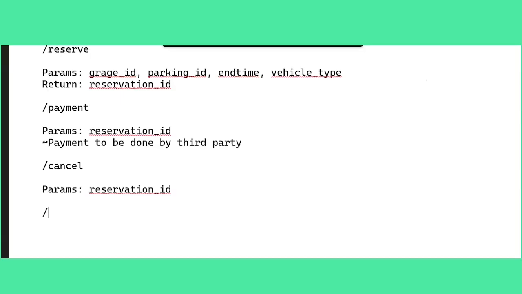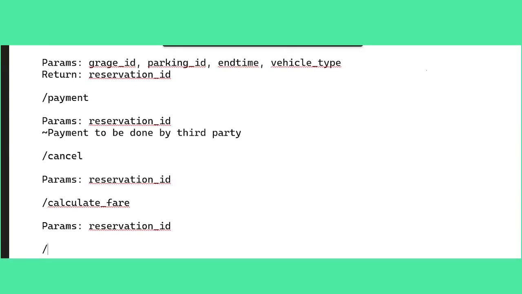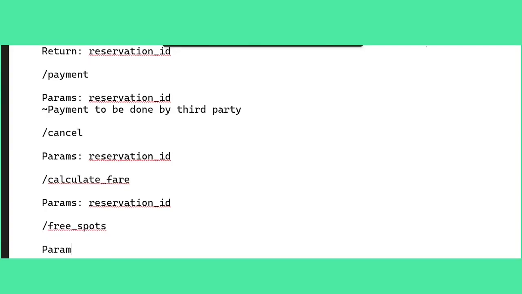Then calculate fare. That will take garage ID, or we can just take reservation ID. Okay, we'll just pass on reservation ID. Once it has reservation ID, it can always query the database for the garage ID, and from the garage ID, we can get that garage's fares. Then free spots. That will take not reservation ID, but the garage ID. I want to check the free spots in a particular garage, right? So that will be that.